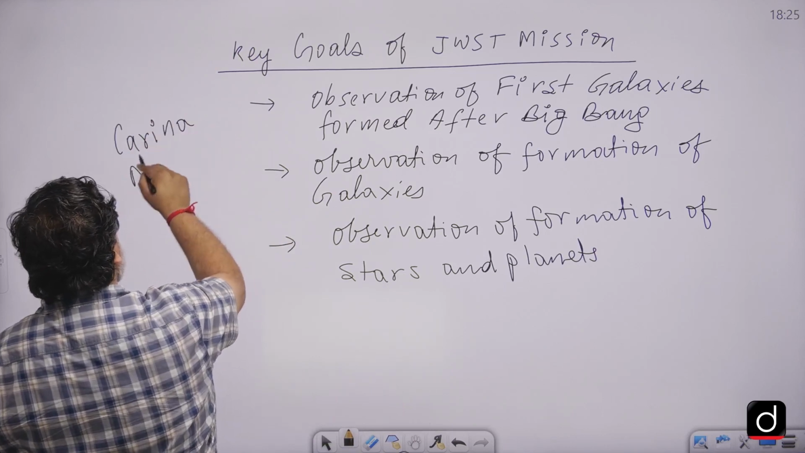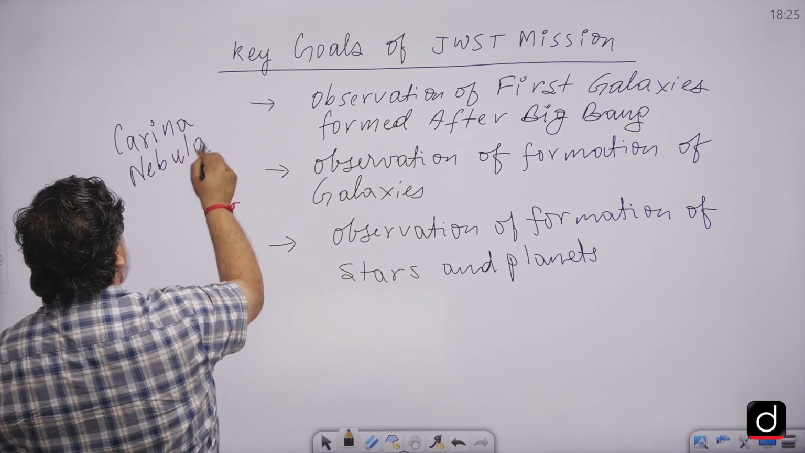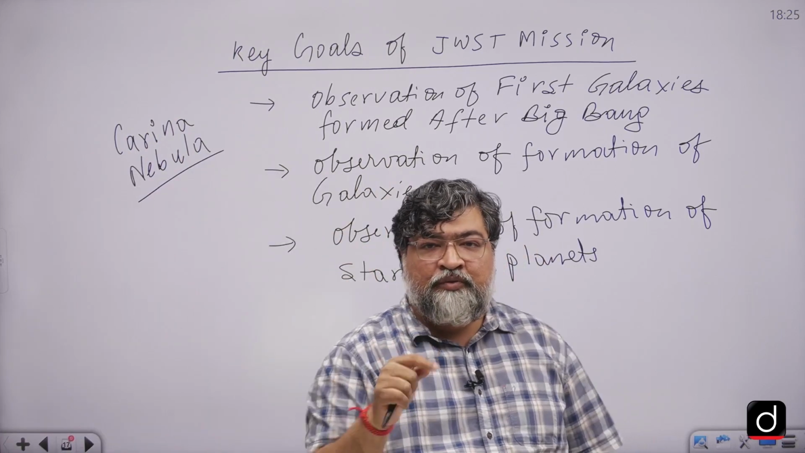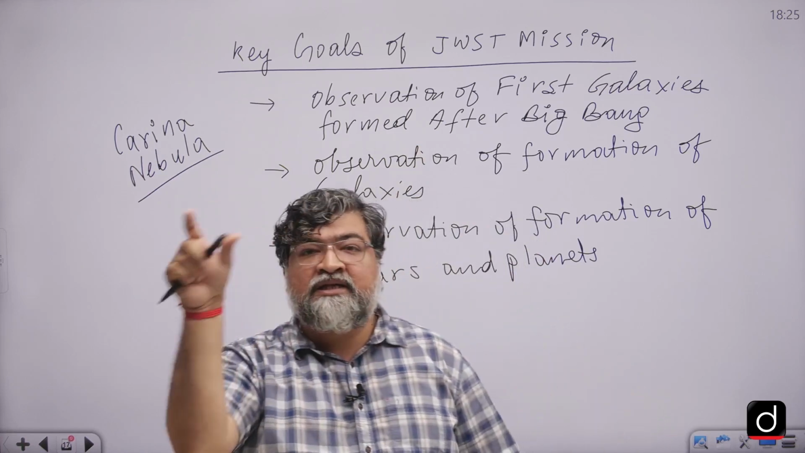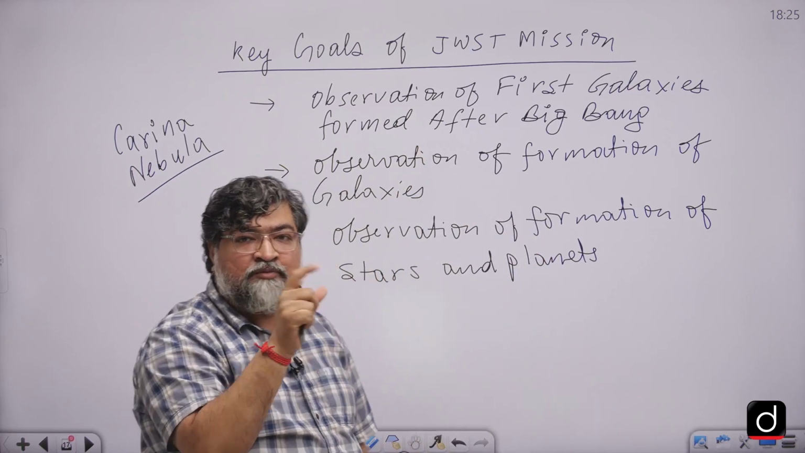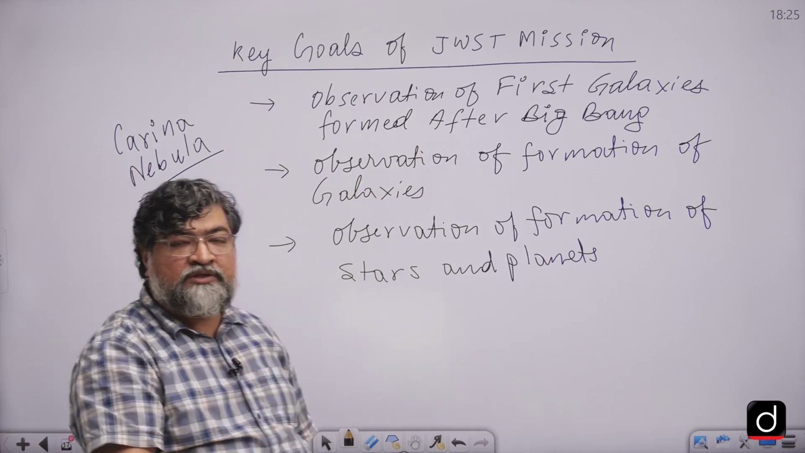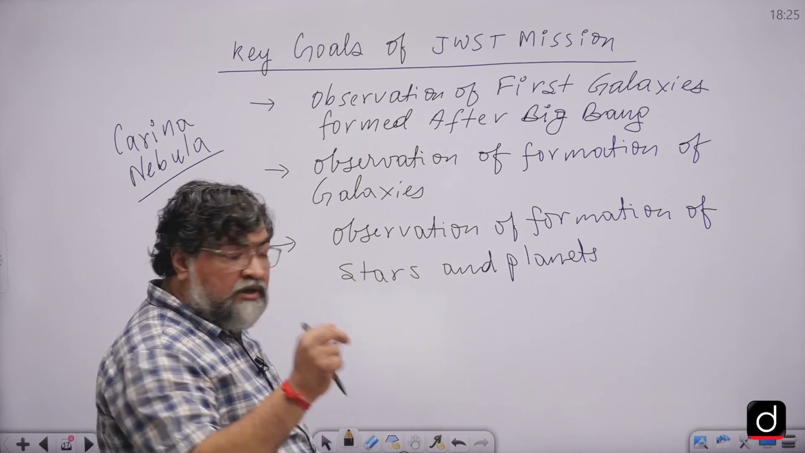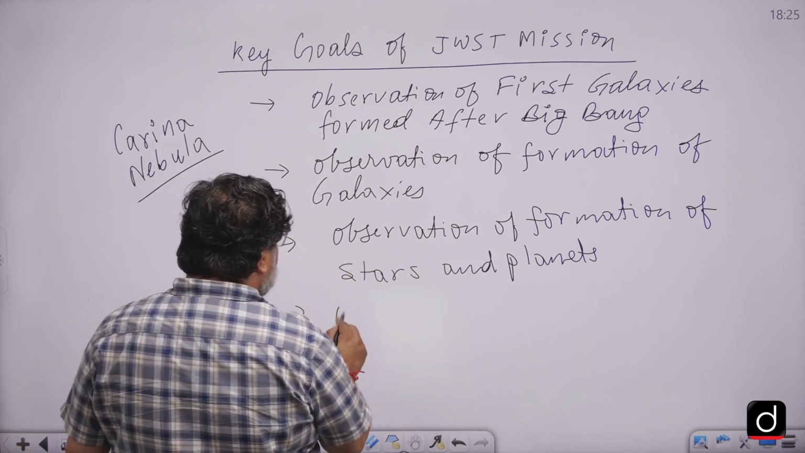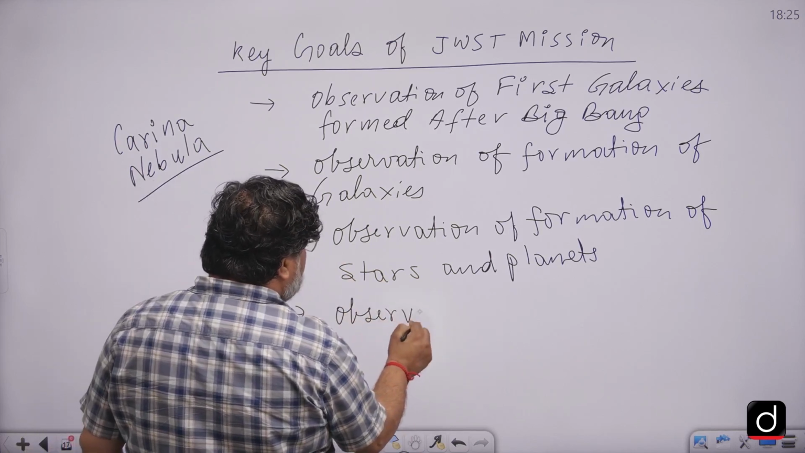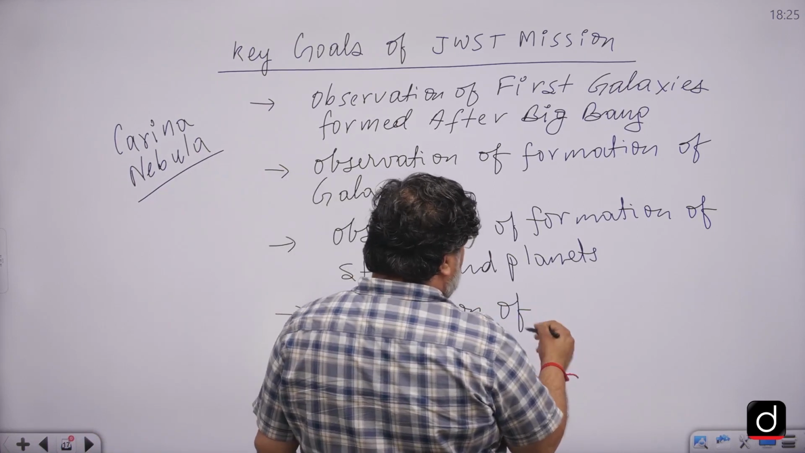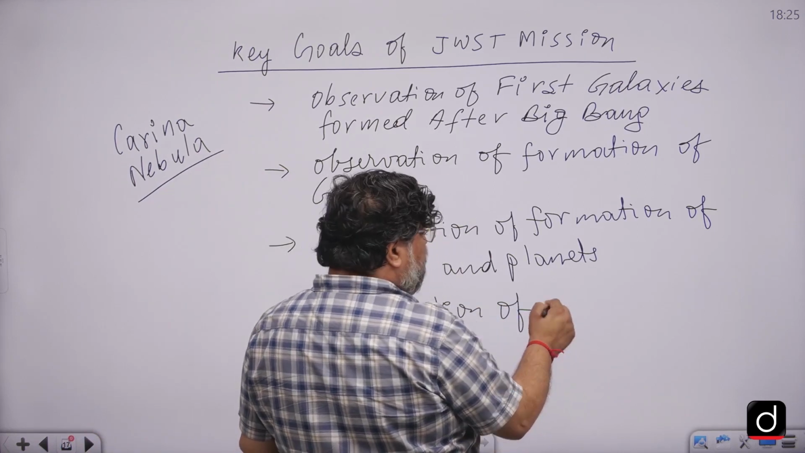JWST has looked into this nebula, Carina Nebula. The first image, which has so many galaxies and everything there, was brought by the camera of the JWST. That is again the nebula, star formation, planet formation. Then again here, it can also have observation of the solar system, right? Or you can say here, exoplanets.